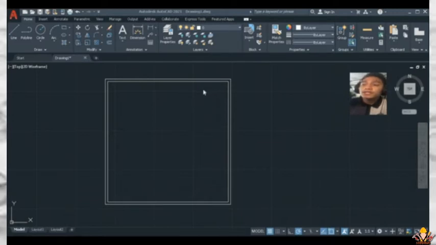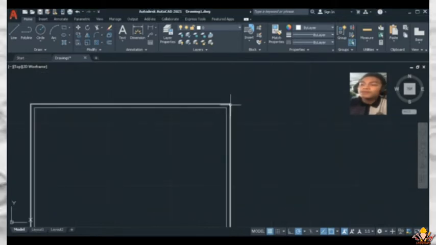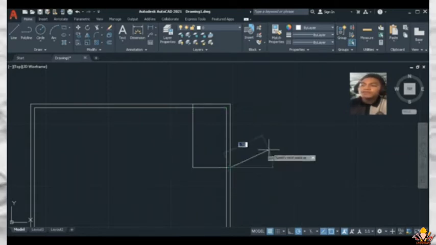Right here I will put the toilet and bathroom, which will have an area of 1.5 by 2.55 meters, just like this. I will put 1.5 and then enter, and then 2.55 meters and close it.